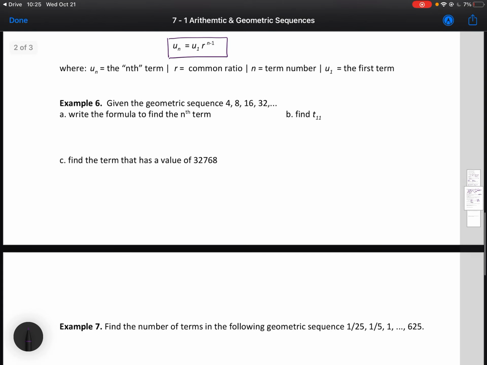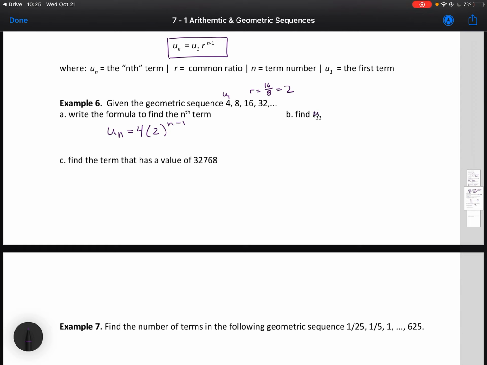Let's look at an example of using the formula. So given the geometric sequence, let's write a formula to find the nth term. So we've got UN equals, we need our first term, which is 4, right here. We also need our ratio, which is going to be successive terms divided by each other, which is 2. So 2 to the n minus 1.